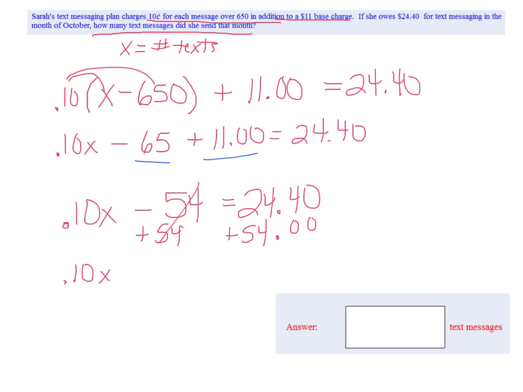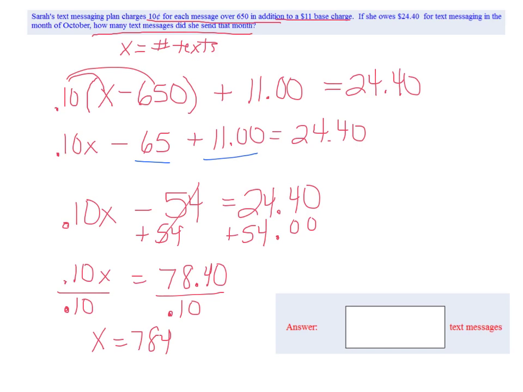0.10x, the 54's cancel. It's going to equal, that looks like that's going to get me a $78.40. And then to get that X by itself, I'm going to have to divide by 0.10. And then you can go to your calculator, $78.40 divided by 10 cents ends up being 784.